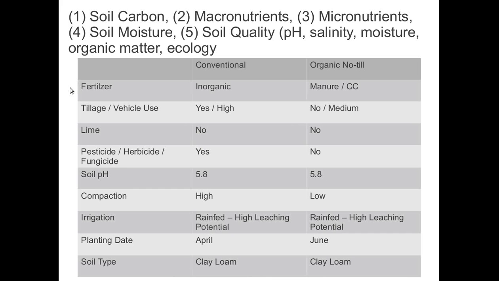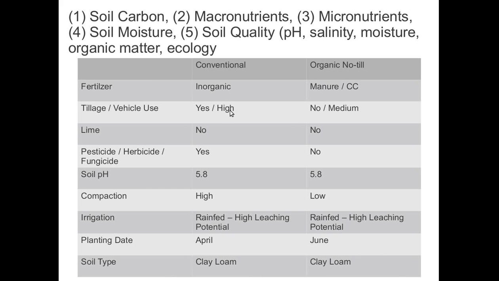So anyway, let me just walk through this quick. In our conventional ag system, we use inorganic fertilizer, and in our organic system, we use manure. In our conventional system, we use a bunch of tillage and a large amount of heavy vehicle use, whereas in our organic no-till system, we don't really till at all, and there's a medium amount of vehicle use. We still need to drill our seed into the ground, but we don't make as many passes as we do in the conventional system.